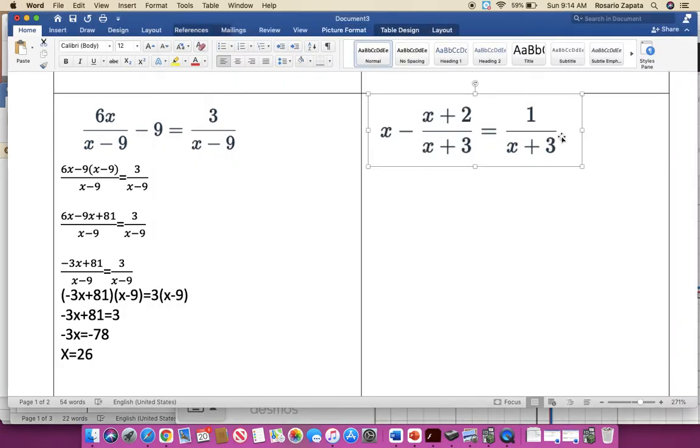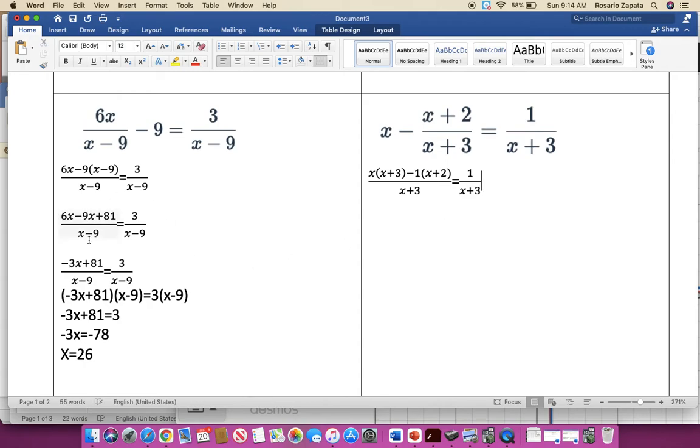Now we'll proceed here. So first step, since I already have copied the fraction, I'm just going to copy that so that I have a fraction here. All right, now, the denominator of x here is 1, so down and then up. So x times x plus 3, then minus 1 times x plus 2, over x times x plus 3, is equal to 1 over x plus 3.